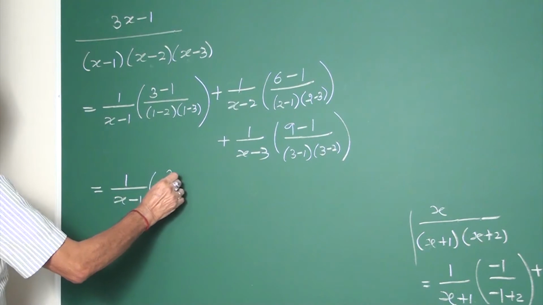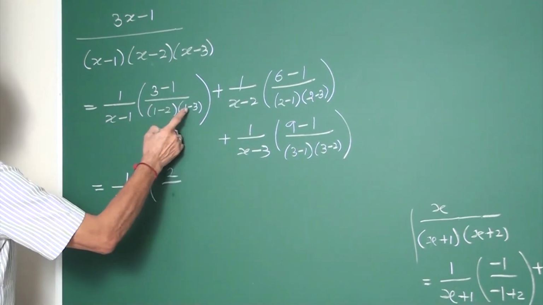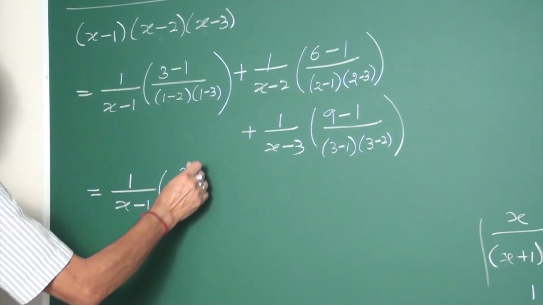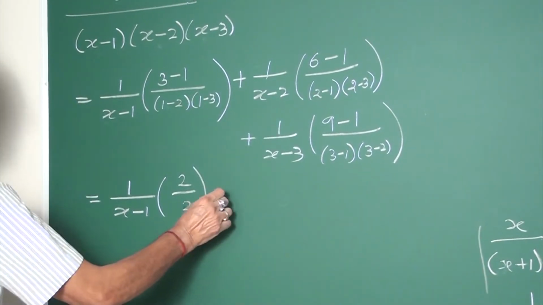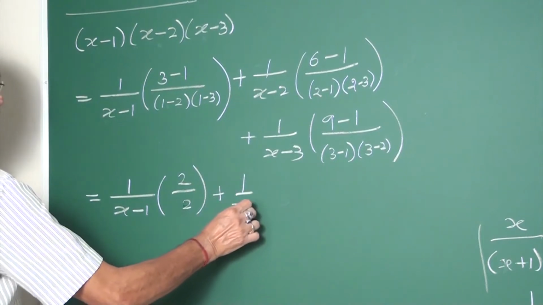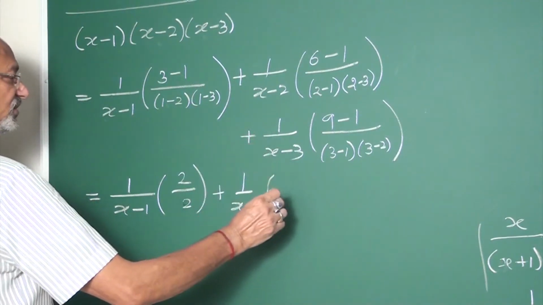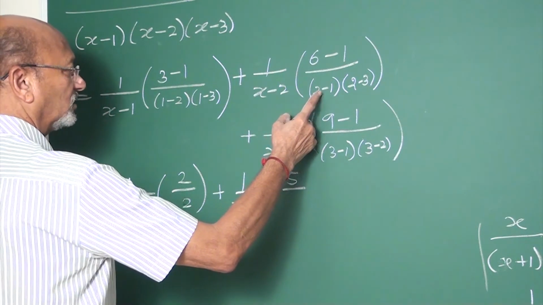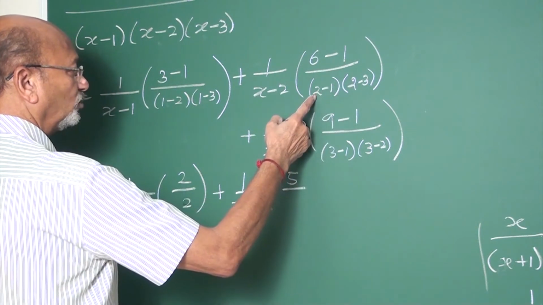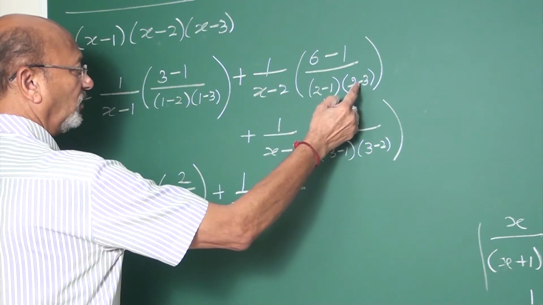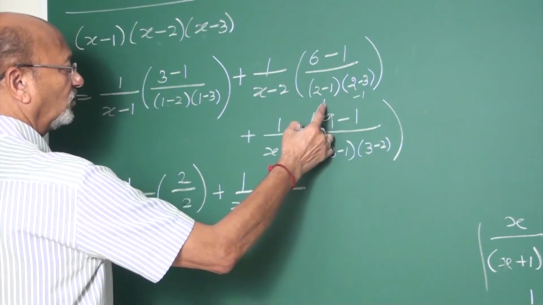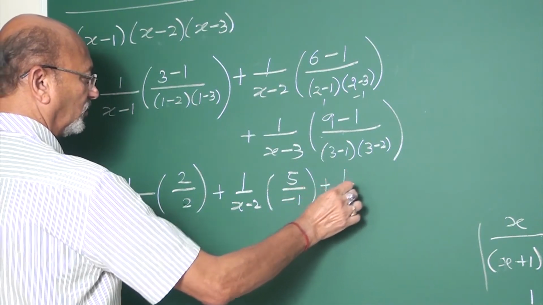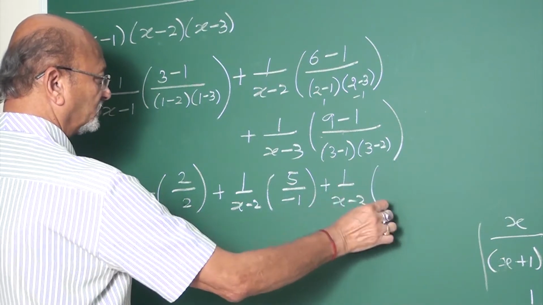3 minus 1 is 2. What is this? Minus 1 into minus 2. Minus 1 into minus 2 is plus 2. Plus 1 upon x minus 2. 6 minus 1 is 5. What is it? It is minus 1. 2 minus 1 is 1. What is this? It is minus 1. 1 into minus 1 is minus 1. Plus 1 upon x minus 3.